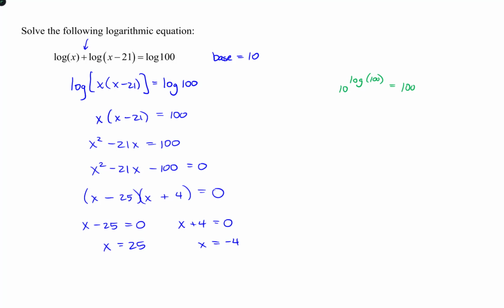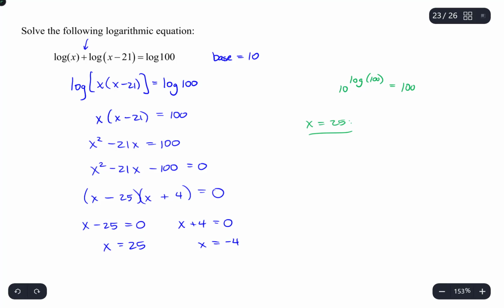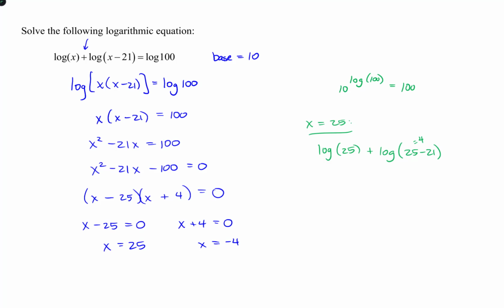Now, at this point, these are only potential solutions. We don't know for certain if they're solutions to the original problem or not until we plug them into the original logarithms. So you need to take each value and plug it into the original equation. So this would be log of 25, because I'm just replacing x with this number, plus log of 25 minus 21. And since that's equal to 4, which is a positive number, that's perfectly fine. So the arguments on both of these logarithms are positive, so that works out as an actual solution.